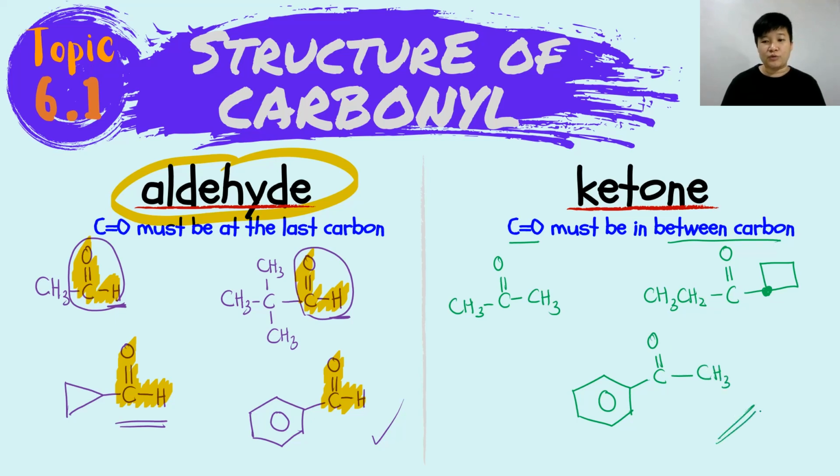That is also your ketone. And as long as your C double bond O is sitting between carbons, that will be done under the homologous series of ketone. Okay? So aldehyde, C double bond O must be holding one hydrogen. Ketone, your C double bond O must be sitting in between carbons. Easy? Simplest thing ever, right?